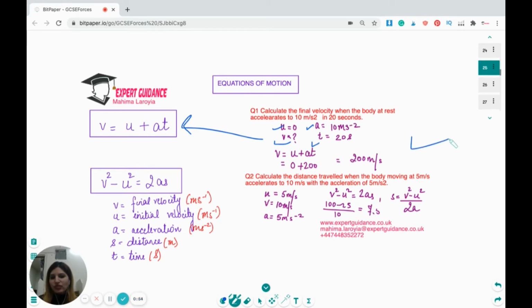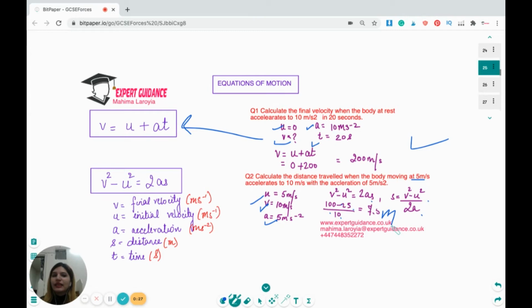For the second question, they have given you u, that is the body starts from 5 meters per second. The final velocity is 10, acceleration is 5 meters per second squared, and you have to calculate the distance. So we can use the equation v square minus u square equals 2as. If you rearrange this, distance is v square minus u square over 2a. So that is 100 minus 25 over 10, which gives us a distance of 7.5 meters.